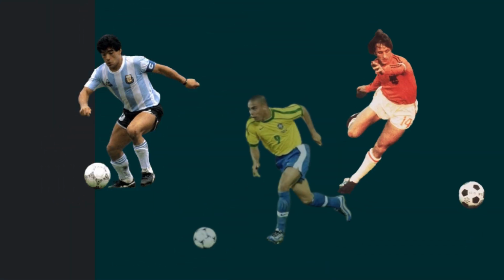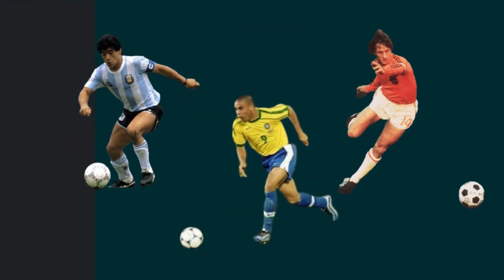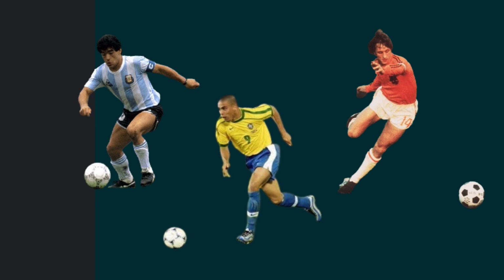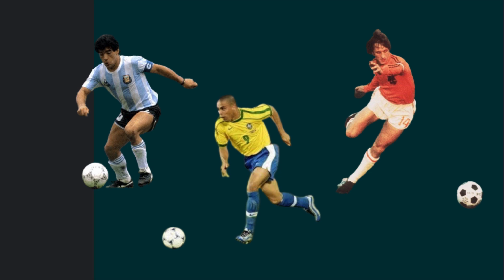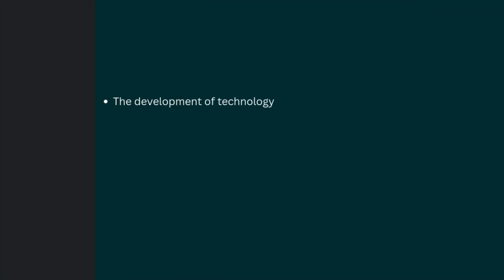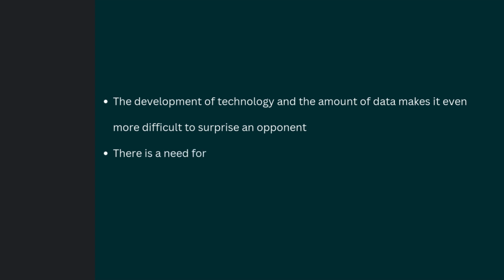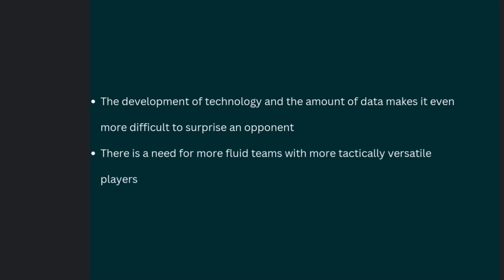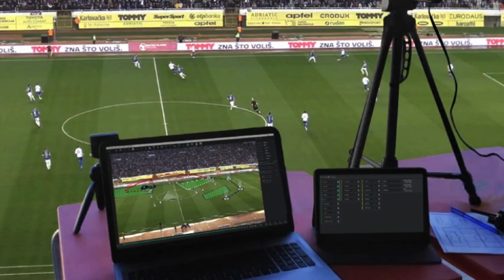Players such as Maradona, Cruyff, Ronaldo and others would have probably less impact in regards to winning games than in the 80s till 2000s. Also, the development of technology and the amount of data makes it even more difficult to surprise an opponent. So, these all forced coaches and managers to think of other ways to gain a competitive advantage. There is a need for more fluid teams with more tactically versatile players.